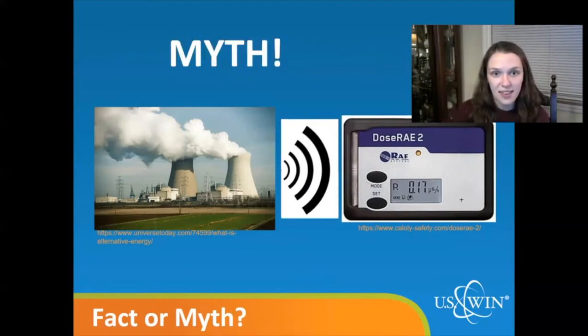So this is a myth. Humans absorb radiation from many sources every day, but living near a nuclear plant does not increase your exposure to radiation. Like I mentioned before, nuclear power plants are designed to protect citizens from radiation using shielding. Large concrete walls in buildings, called containment, protect the environment and workers from radiation that's generated while creating electricity.